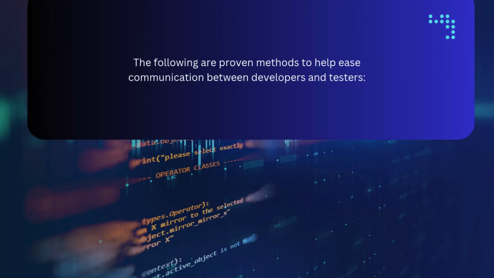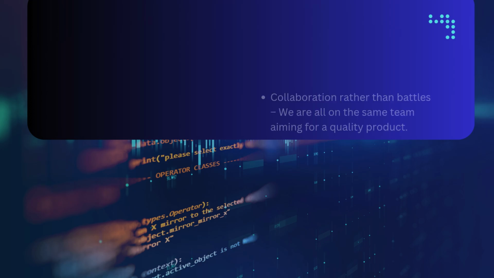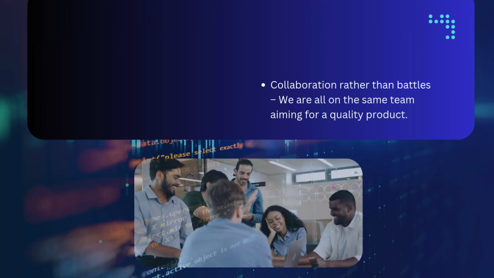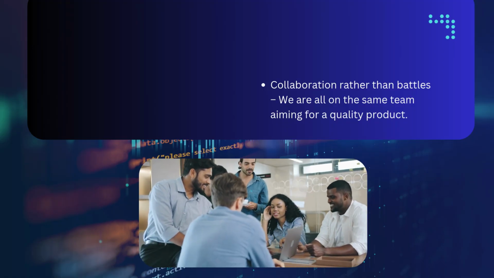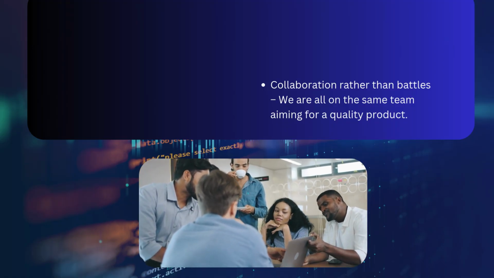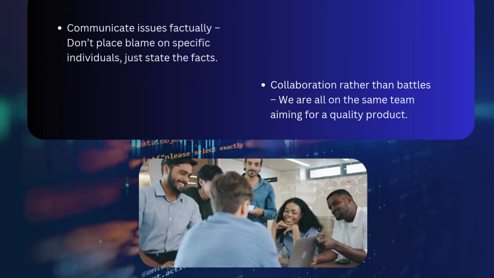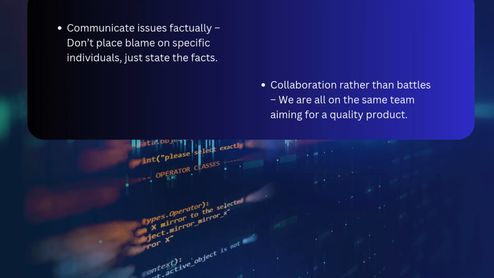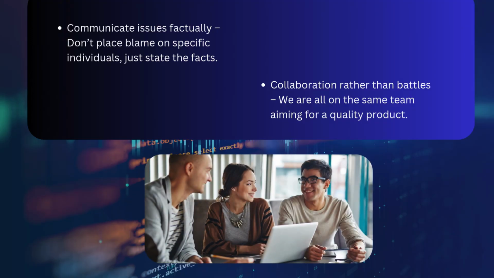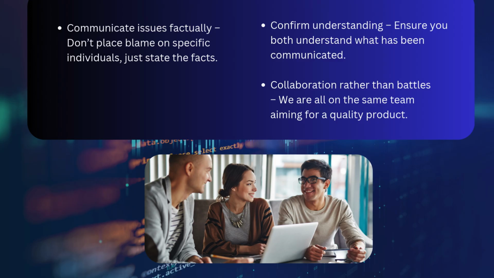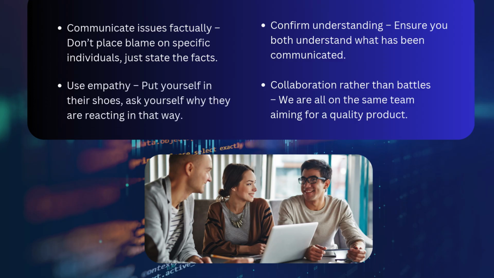The following are proven methods to help ease communication between developers and testers. Collaboration rather than battles. We are all on the same team aiming for a quality product. Communicate issues factually, don't place blame on specific individuals, just state the facts. Confirm understanding, ensure you both understand what has been communicated. Use empathy, put yourself in their shoes, ask yourself why they are reacting in that way.